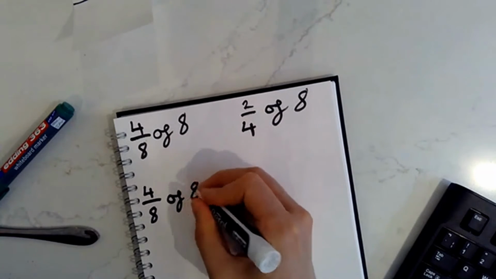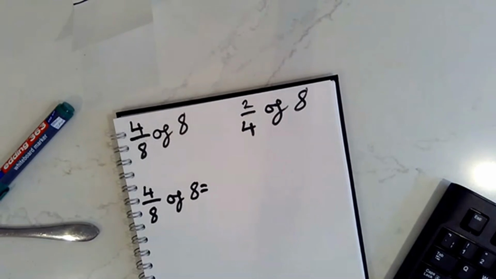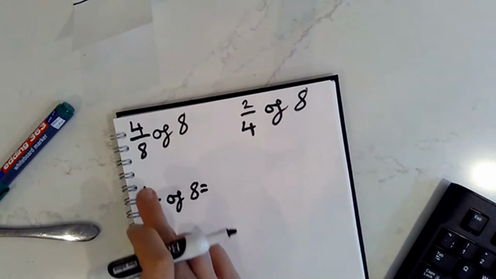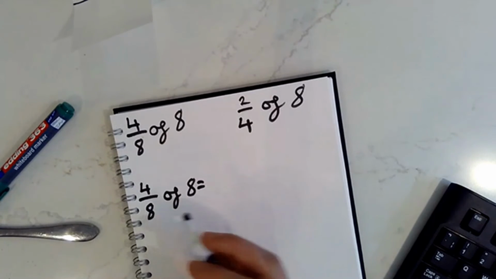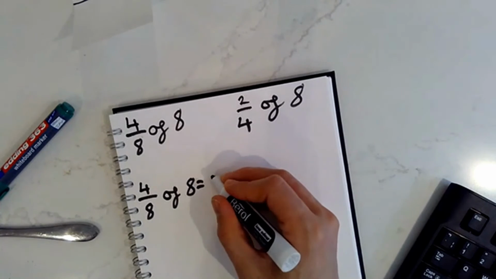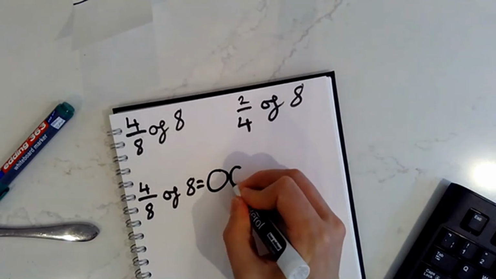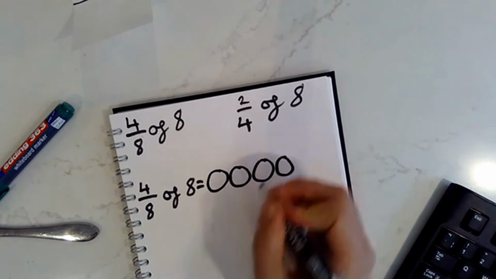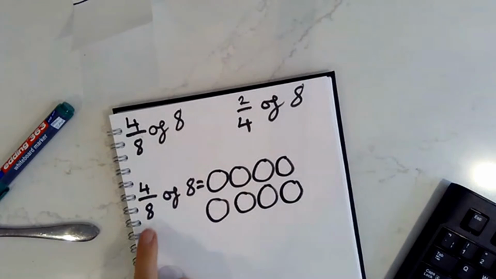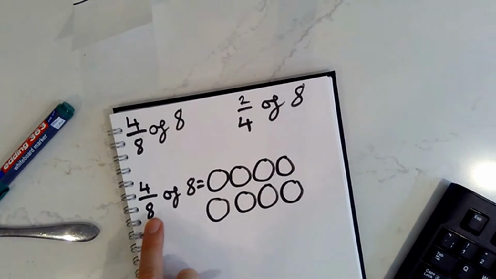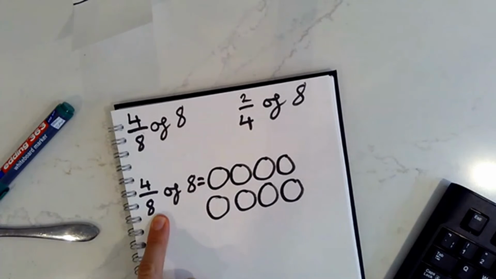4/8 of 8. What's my first step? Who can tell me through the computer? What do I need to do? You're right. I need to divide 8 by 8. I need 8 equal groups because that's my denominator. 1, 2, 3, 4, 5, 6, 7, 8. My denominator is 8. So step 1, divide the whole by the denominator.